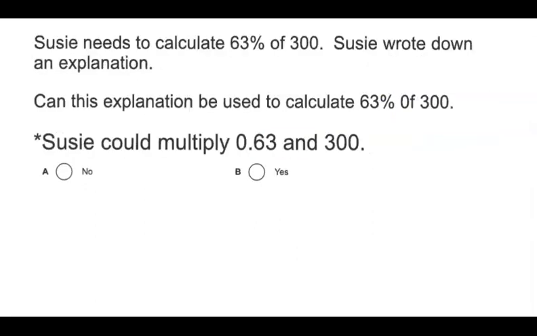Right, so now Susie needs to calculate 63% of 300. Susie wrote down an explanation. Can this explanation be used to calculate 63% of 300?